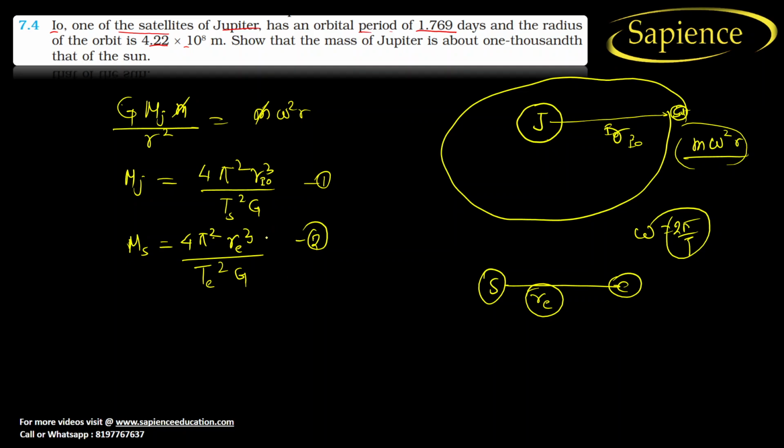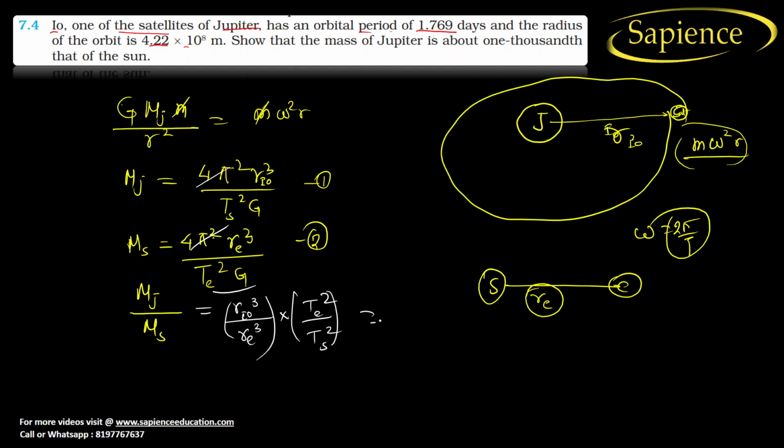Now if we divide both the equations, mass of Jupiter divided by mass of the Sun will be equal to 4 pi square, which gets cancelled out, so we get R io whole cube divided by Re whole cube, into the time period of the earth over the time period of the satellite, whole square. Now we need to put in the values of both so that we will get the result.